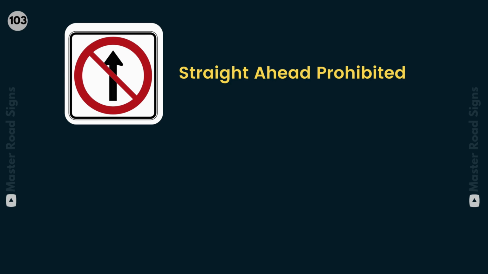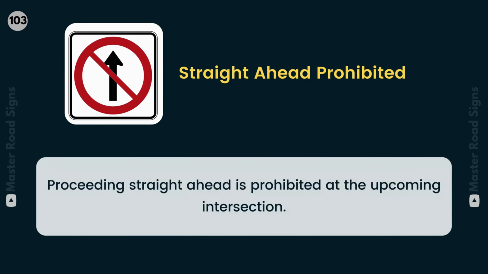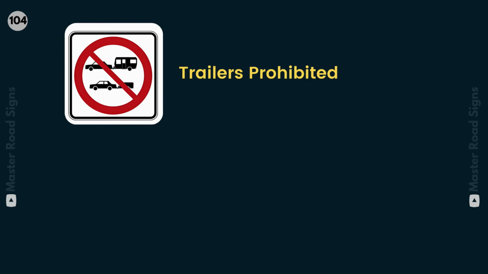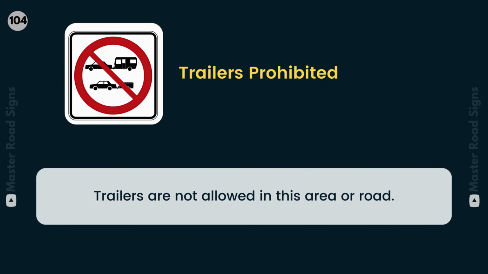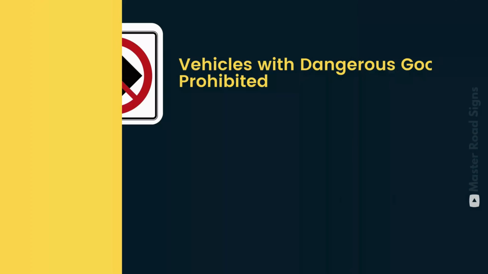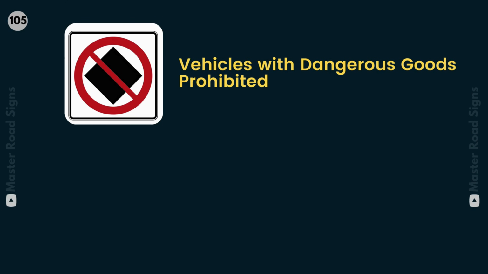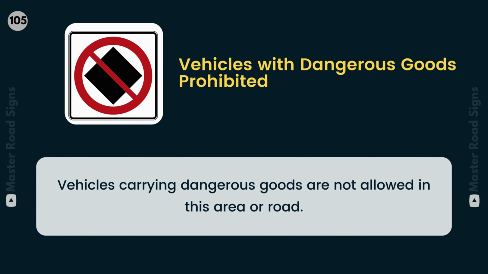Straight ahead prohibited. Proceeding straight ahead is prohibited at the upcoming intersection. Trailers prohibited. Trailers are not allowed in this area or road. Vehicles with dangerous goods prohibited. Vehicles carrying dangerous goods are not allowed in this area or road.